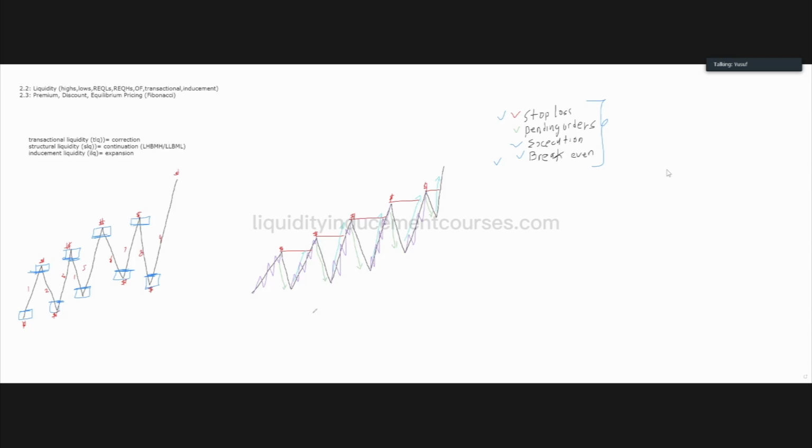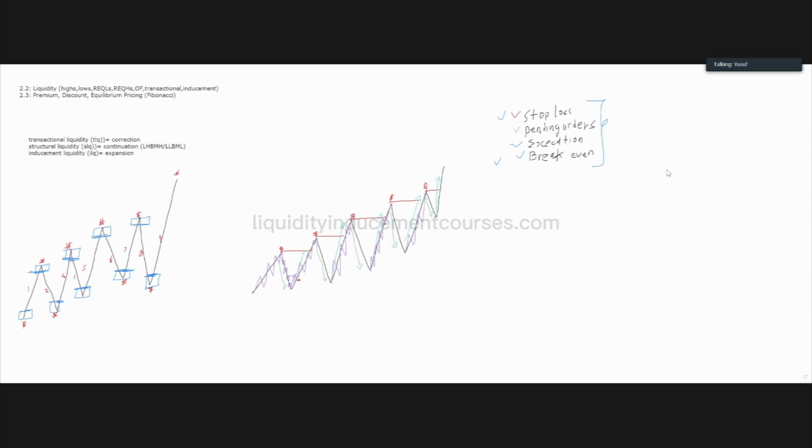So now, what most people look at is once you look at this internal structure, for example, you see this will be seen as what? Let's say this will be seen as BOS, right? Then most people want to what? Buy from the retest, isn't it? Then when they buy from the retest, they break even here, right?